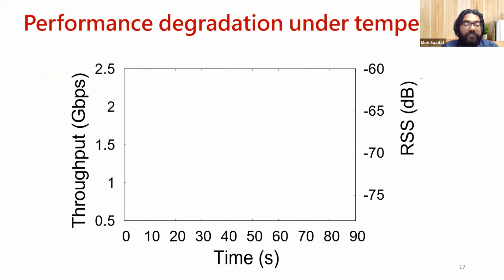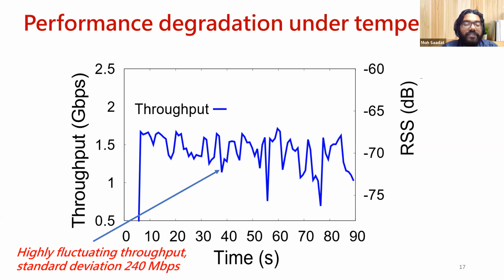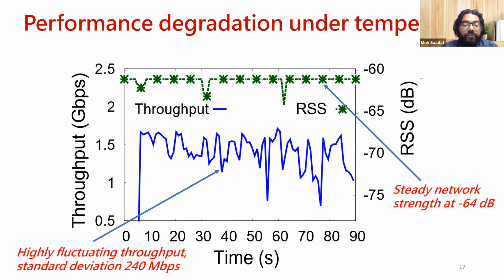Indeed, our measurements have revealed quite large fluctuations in throughput while network strength remained largely stable. In one measurement over 90 seconds, the throughput series showed a standard deviation as high as 240 Mbps, while the strength of the link at which the throughput was achieved remained steady at -64 decibels.